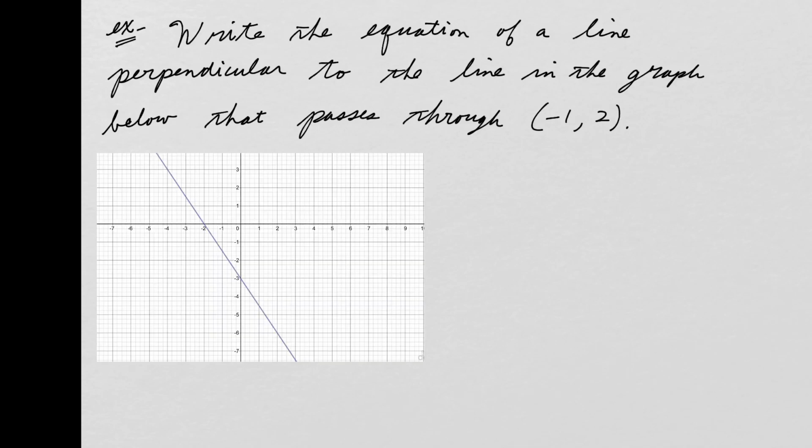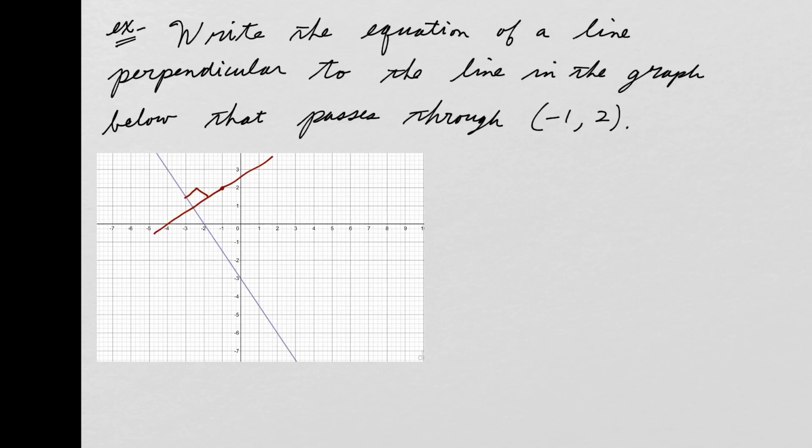Okay, so here's the graph of the given line. I want to find the equation of my new line, which is perpendicular to that line and passes through the point -1, 2. So I want my line to pass through -1, 2, so that's this point right here, and somehow it has to be perpendicular to this line, right? It has to form a right angle.